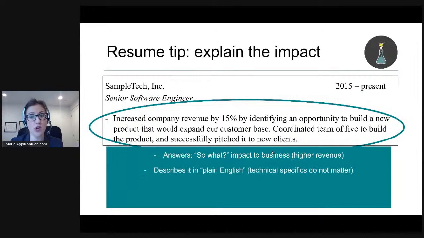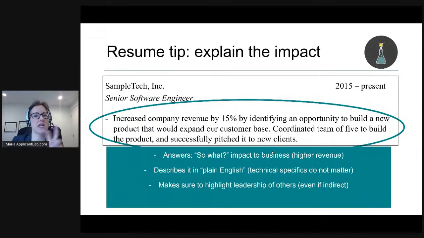First of all, it's answering so what. It describes what she did in plain English. It highlights the leadership of others, even if indirect, right? If you were running a project, even though you were not technically the project leader, you can use terms like coordinated or managed a team to show that you were in fact the person trying to get all the ducks in a row, as it were.